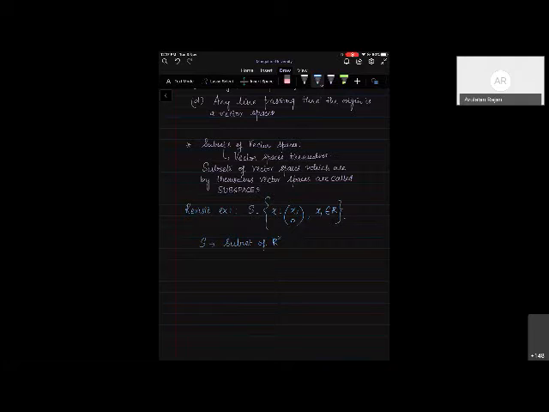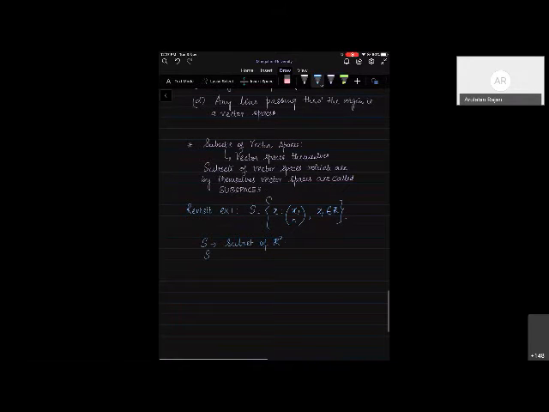What are we going to do? We have already proved in example 1 that S is a vector space. Therefore, we say that S is a subspace of R2.